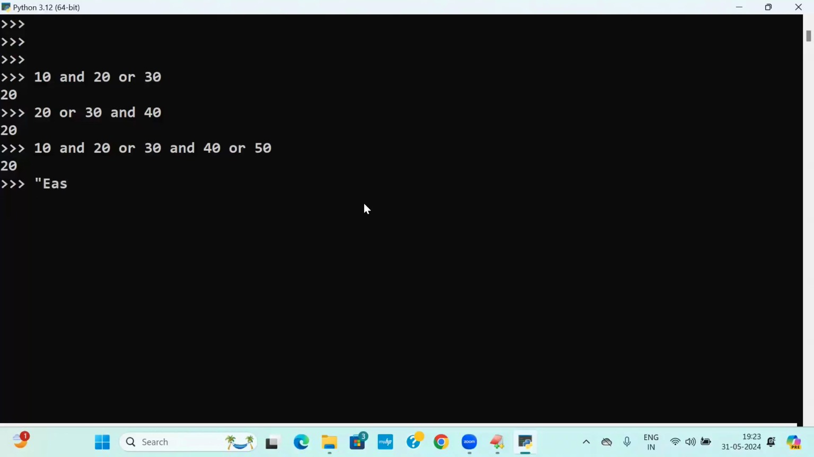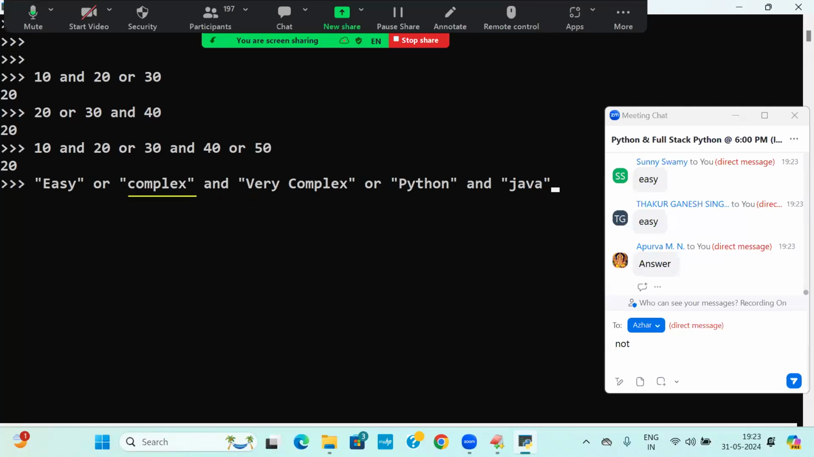So now I am writing easy, easy or complex, complex and very complex, very complex, very complex, or Python, Python and Java. Answer. Easier. Hey, the subject is easy, the answer is easy. Okay. See that, students. What is this now? Complex and what? Very complex. What is the answer?